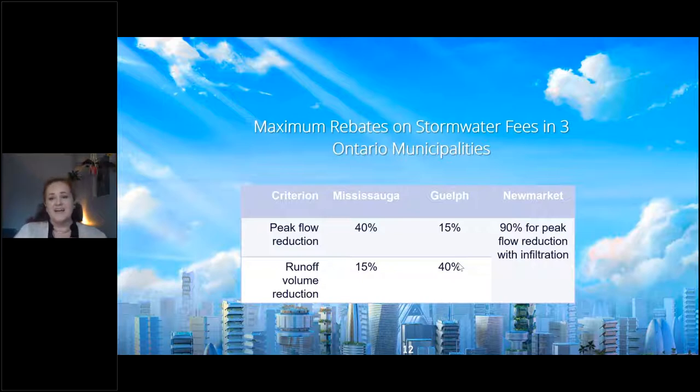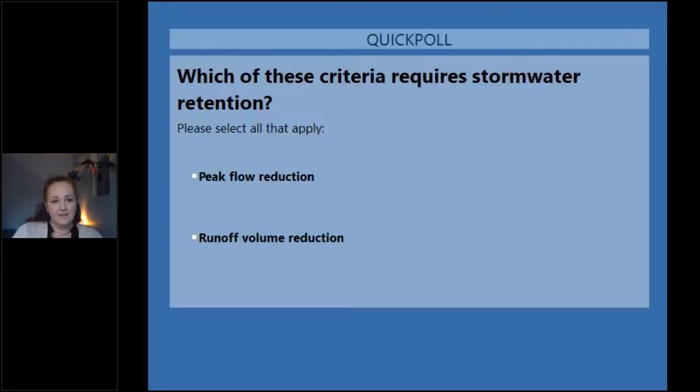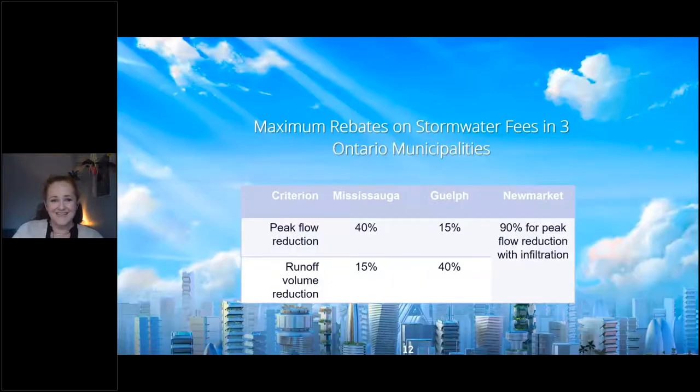So let's run poll one and see how people are keeping up with these ideas of retention and detention. Let's see which criteria requires stormwater retention. I can't see the poll, so whichever of the organizers are running the poll, you'll have to close it then. Okay, we're still going right now. Thank you. Let's cut it off before too long, because if people are doing something else at the same time, then they might not have time to participate.